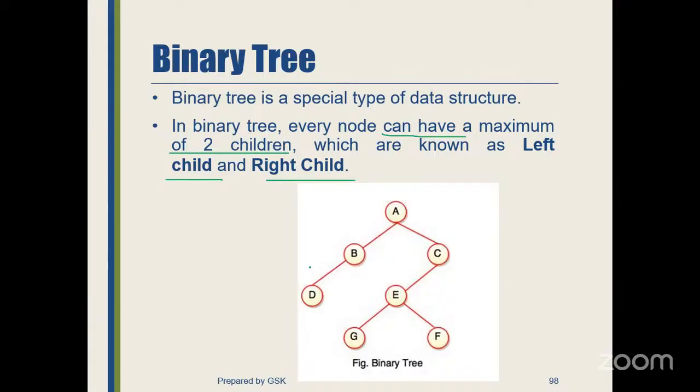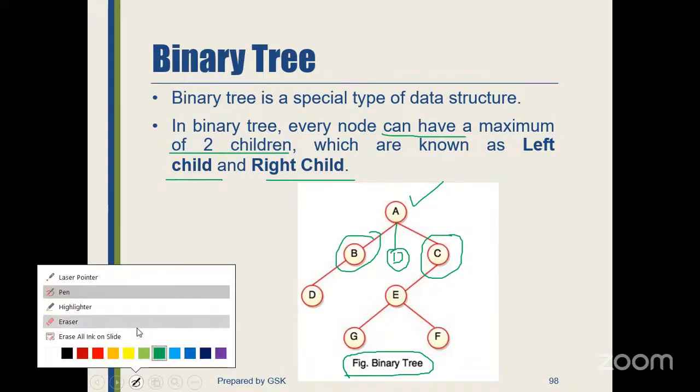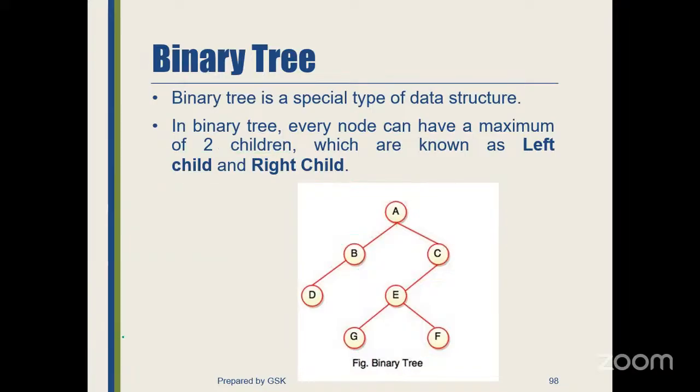For example, this is a binary tree. How can we say that this is a binary tree? Every node contains a maximum of two children. See, node A, the root node, contains two children. Maximum two children only. Suppose we have one more child like this, D. This is not a binary tree. Every node must contain a maximum of two children only; then only it is called a binary tree.